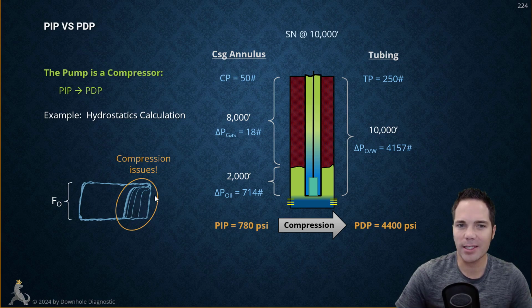Okay, and if you get gas in the pump, either due to pounding fluid, if there's not enough liquid to fill the pump chamber and you suck in gas from the annulus, you have gas in the pump. Or if you have gas interference because you're not properly separating the gas out before it gets into the pump, it can lead to compression issues, which is going to be an inefficiency in our system.